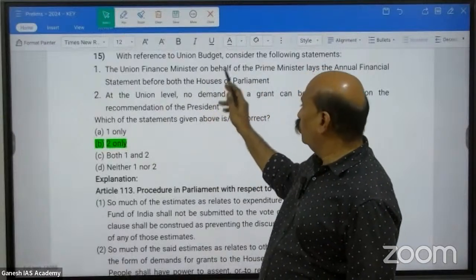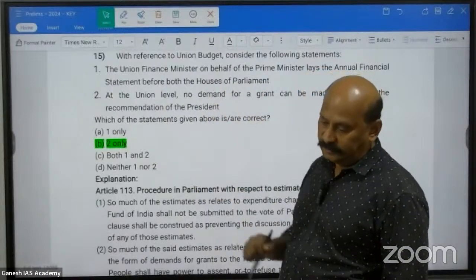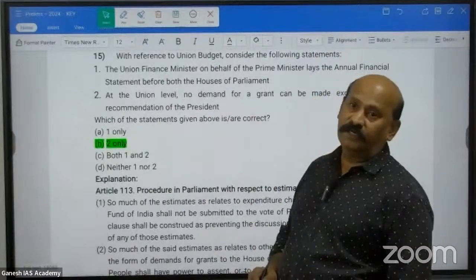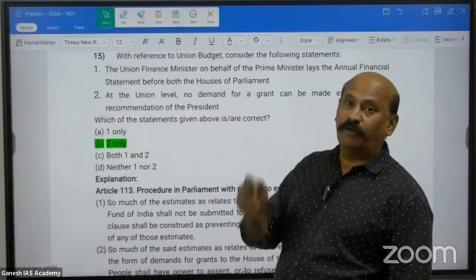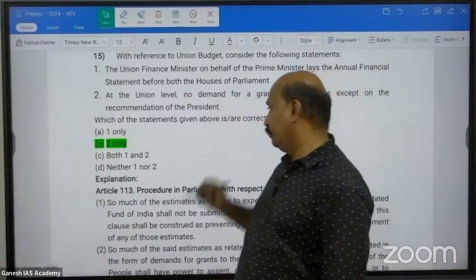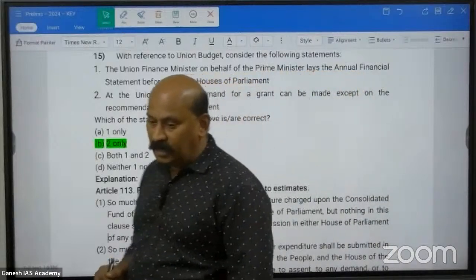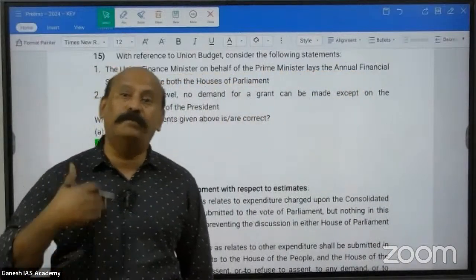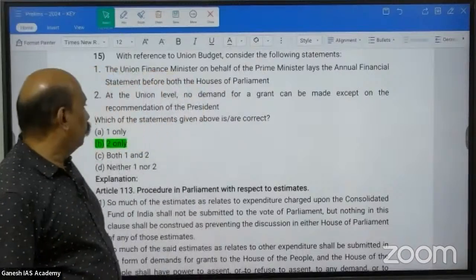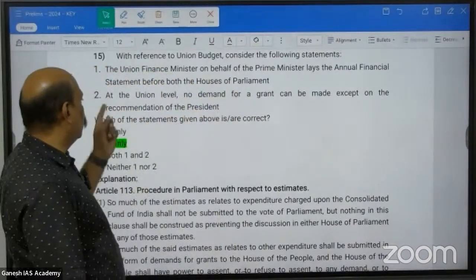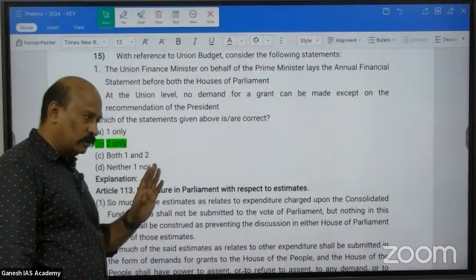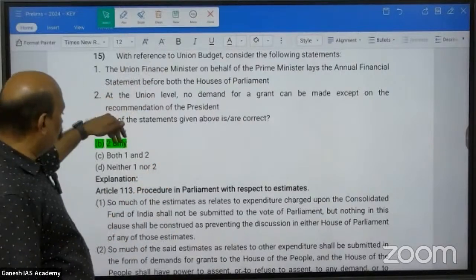On Article 112, if you look at Article 112, it says, the President of India shall cause to be laid before each house of the Parliament the annual financial statement. So the Union Finance Minister, on behalf of the President, lays the annual financial statement before the houses of the Parliament, not on behalf of the Prime Minister. So the answer is 2 only.